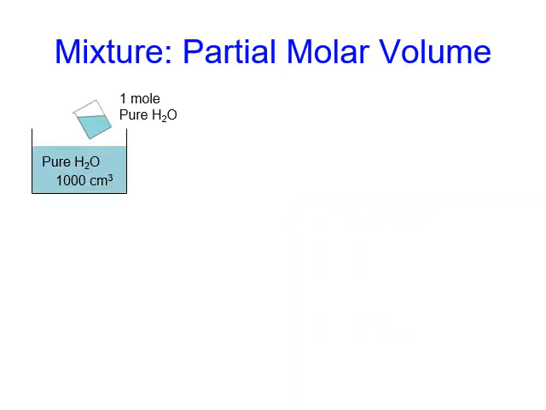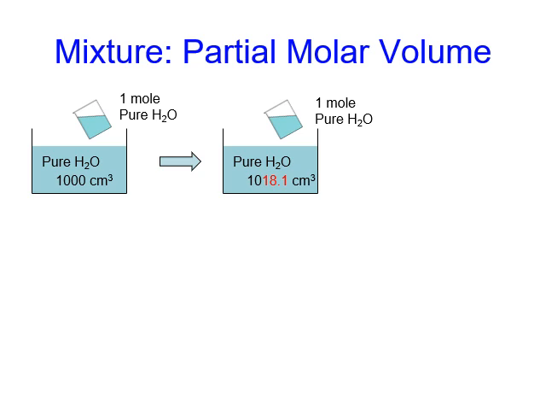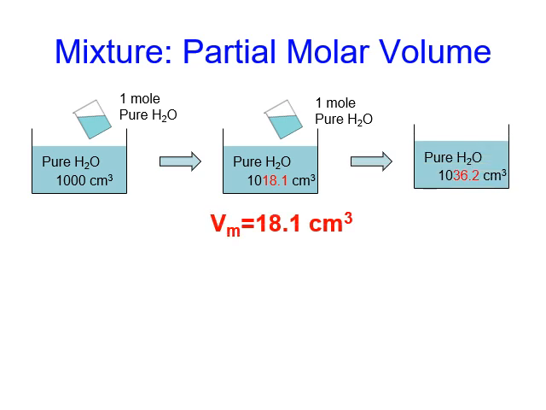If you add 1 mole of pure water into a container of pure water, the volume change is 18.1 cubic centimeter. If 1 more mole of water is added, the volume change is 36.2. So the volume change is simply number of moles times 18.1 cubic centimeter. 18.1 cubic centimeter is called molar volume, and molar volume is a property of pure substance. It's a constant.